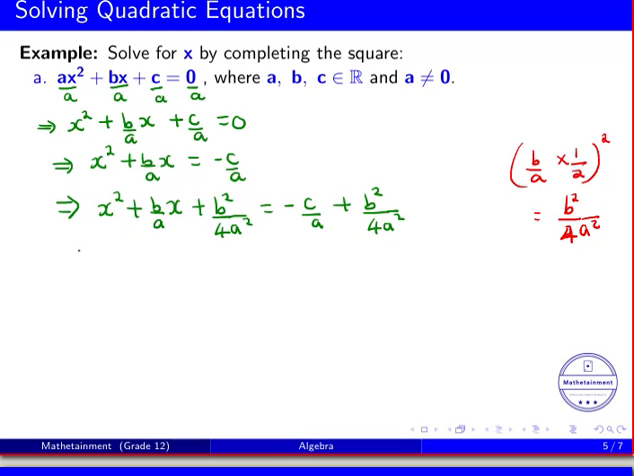That's what the instruction says. Now, factorize the left-hand side, and you must get the same factors. By doing so, you will see that the factors are as follows. We have x plus b over 2a and x plus b over 2a. So these are the same factors.